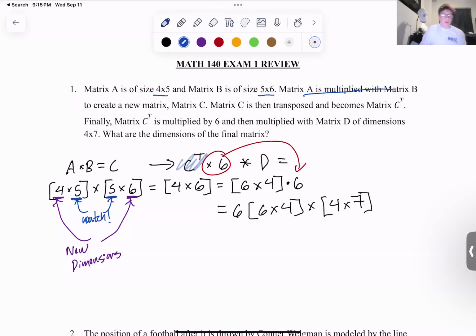And remember, use the trick I just showed you. The insides match. Like, yeah, they have to. Because if they don't, remember, if your insides don't match, if your rows and columns do not match, you can't multiply two matrices. And then finally, your new dimensions are going to be these outside numbers. So the final matrix is going to be of dimensions 6 by 7.